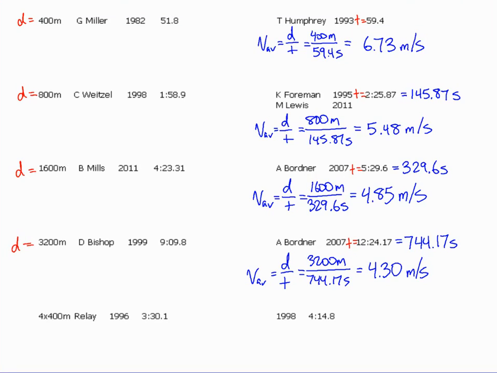The women's 4x400 meter relay. Now we have a time for the entire relay team, all 4 runners. It takes them 4 minutes, 14 seconds. Each runner ran 400 meters, which means the team as a whole ran 1,600 meters.